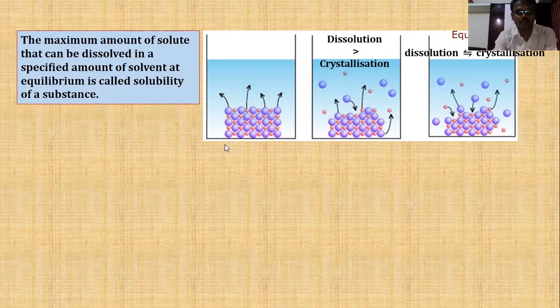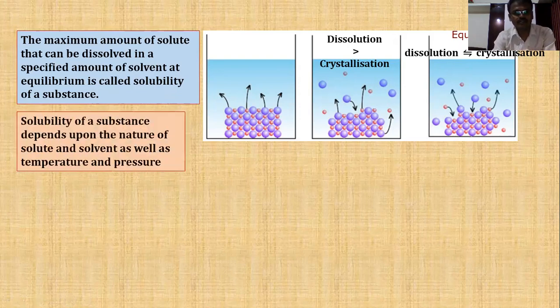This solubility of any substance in any solvent depends on the nature of solute, nature of solvent, temperature, and also pressure. Solubility of a substance depends on nature of solute, nature of solvent, temperature, and pressure. Nature of solute and solvent.